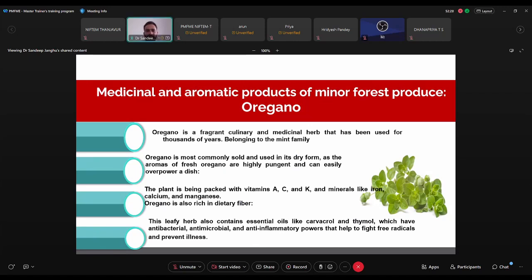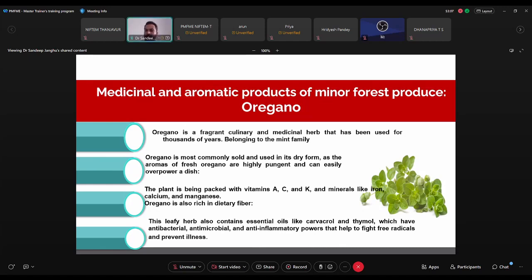The next one, oregano. It's basically the leaves, and it is used as a fragrant agent. It belongs to the mint family, and it's a kind of medicinal herb. It's mostly used in dry form, where we dehydrate the leaves and either powder or flake them. Oregano is a rich source of vitamins A, C, and K, and various minerals like calcium and magnesium, and dietary fiber is also present in plenty in these leaves.